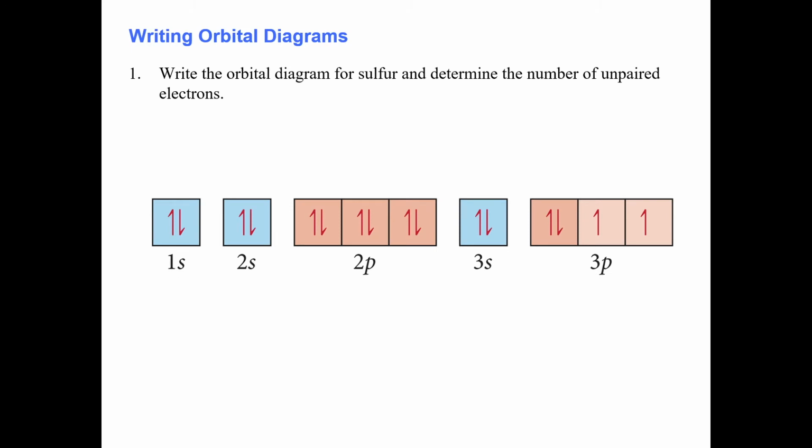Okay, so here's the diagram for sulfur. Again, note how many orbitals there are in each subshell. So all the s subshells have 1 orbital. All the p subshells have 3 orbitals. Each orbital can hold a maximum of 2 electrons.